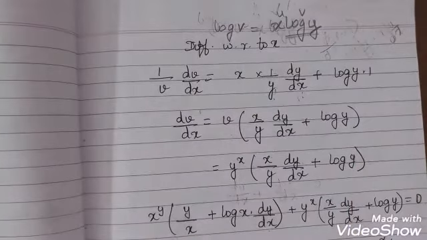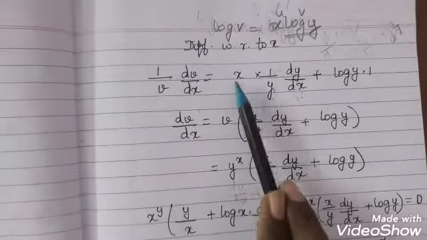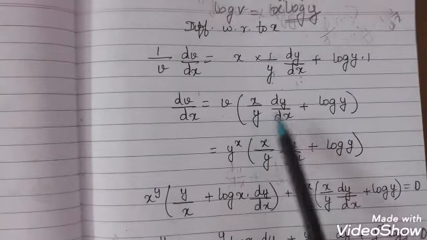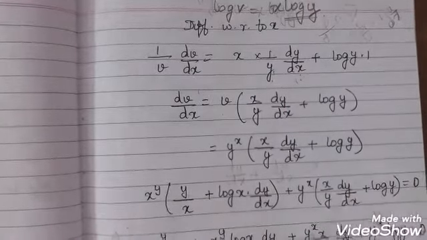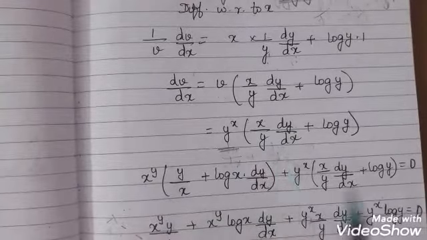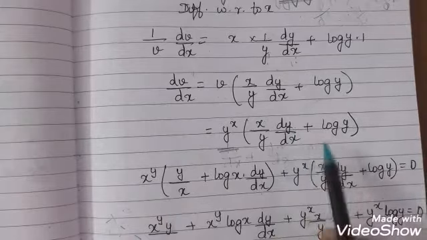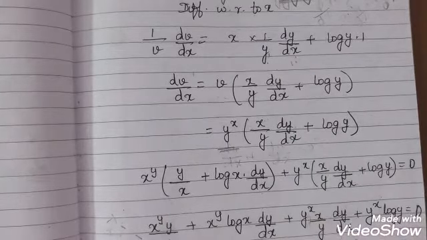What is differentiation of x? That's nothing but equal to 1. You understood? Okay. Now cross multiply this v here. dv by dx is equal to v into x by y dy by dx plus log y. What is your v equal to here? It's nothing but y power x into x by y dy by dx plus log y equal to 0.